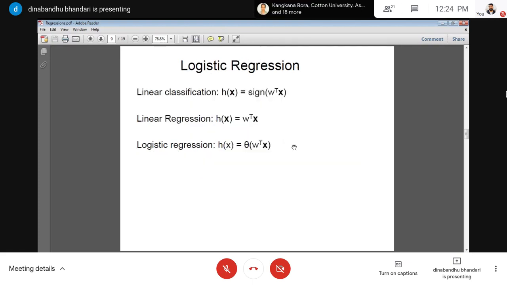Okay. Now, if you see the linear classification so far, whatever we have seen, in the PLA, the perceptron learning algorithm, h(x) equals sign of W transpose X.